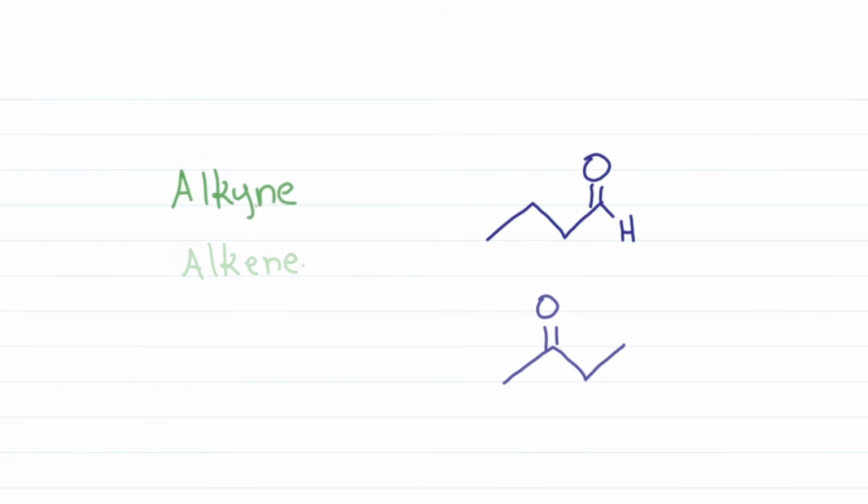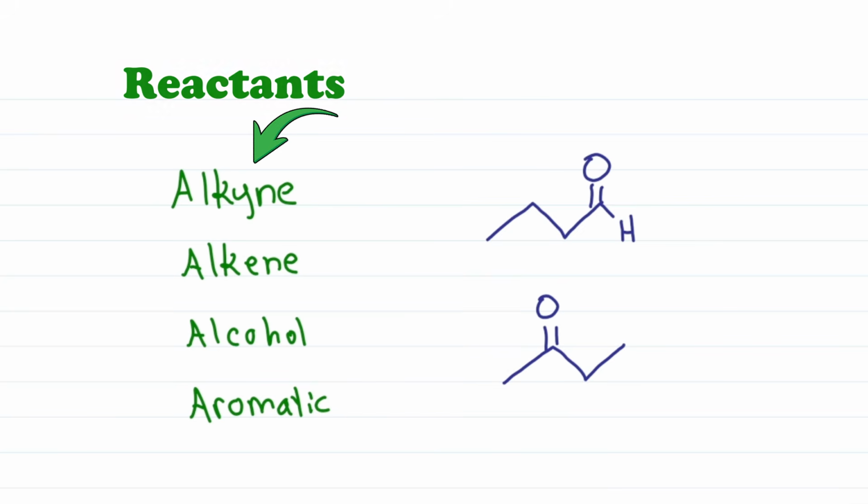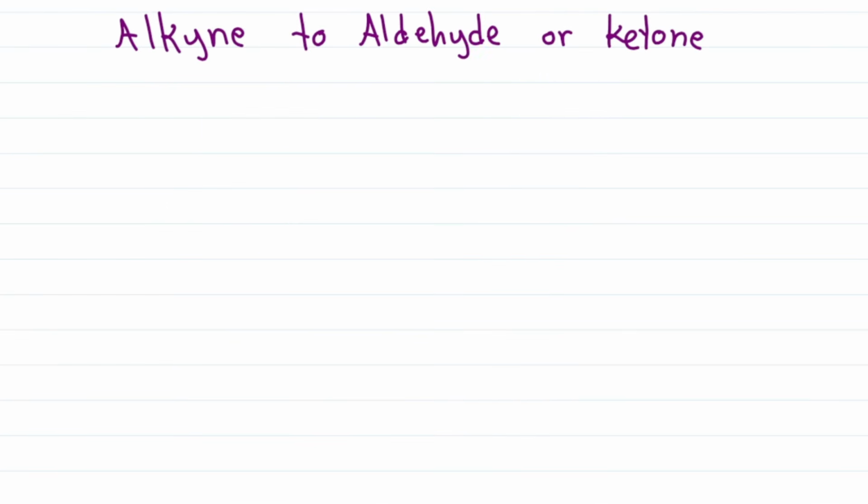So you're asked to synthesize an aldehyde or ketone. Where do you start? That depends on what you're starting with and what you're looking to accomplish. Let's start with turning an alkyne into an aldehyde or ketone. An alkyne is a molecule that has a carbon-to-carbon triple bond that can undergo hydration to give us an enol, which is not isolated, and immediately tautomerizes to a carbonyl.